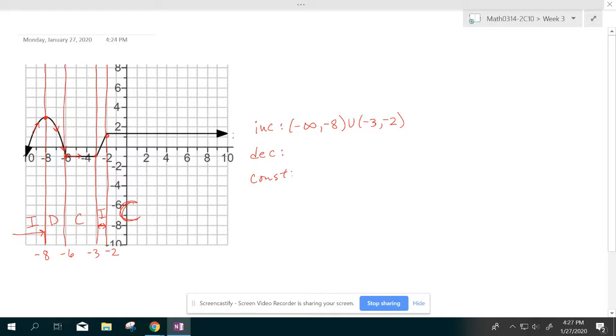Okay, next we're going to do decreasing. And our section of decreasing is between -8 and -6. And lastly, the constant. Here I've got a constant section between -6 and -3. And then we also have this other constant that starts at -2 and goes to infinity. And so that's how you get your intervals of increasing, decreasing, and constant.